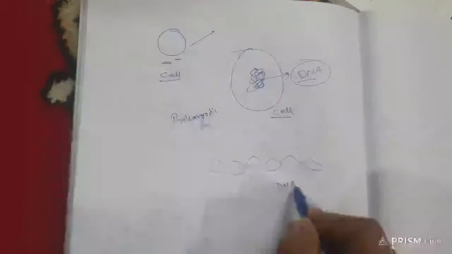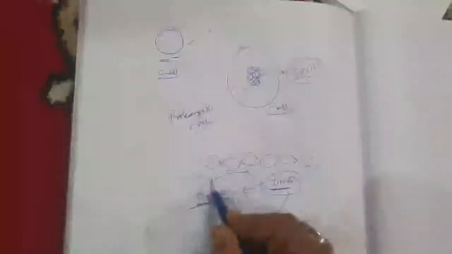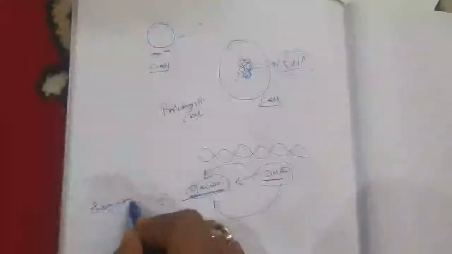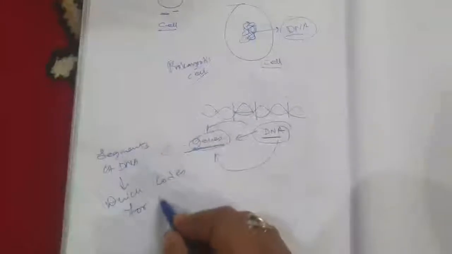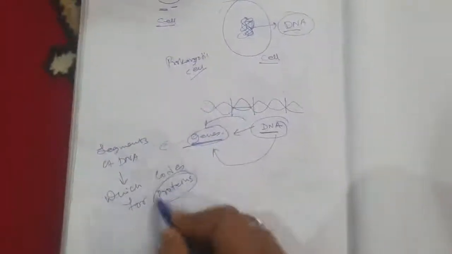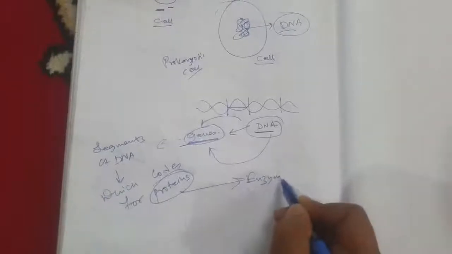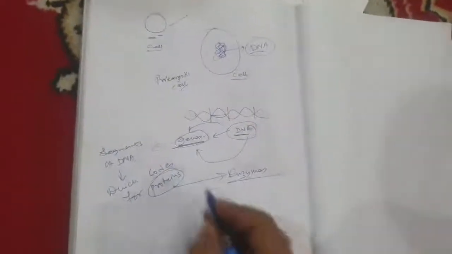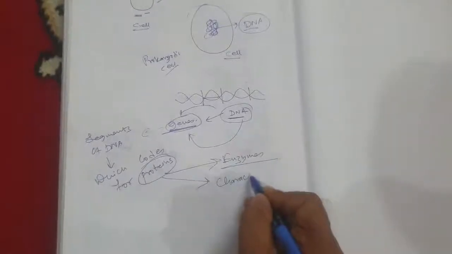The DNA contains the genes. As we are seeing, these genes are segments of DNA which code for proteins. These proteins either can act as enzymes to catalyze various chemical reactions in the cell, or can give characteristics to the organism.